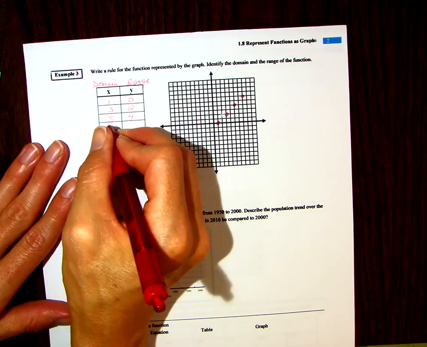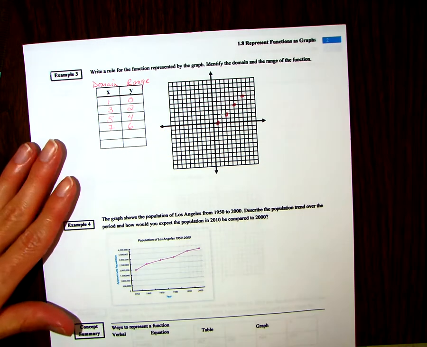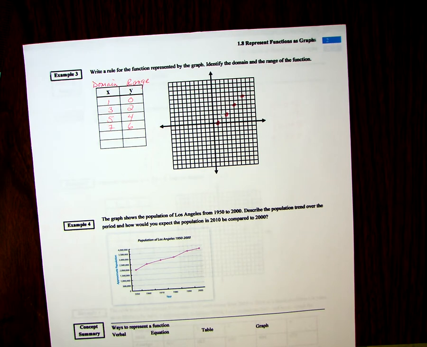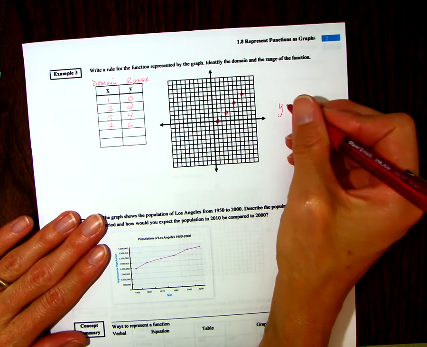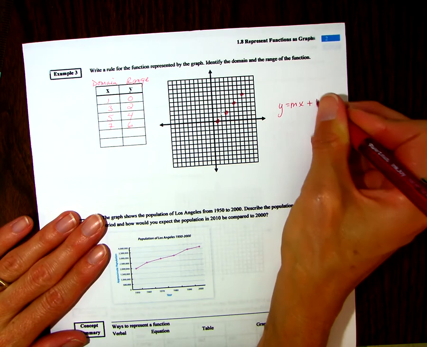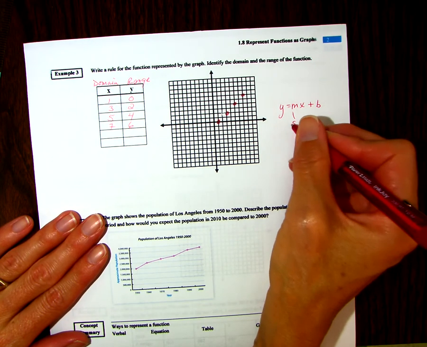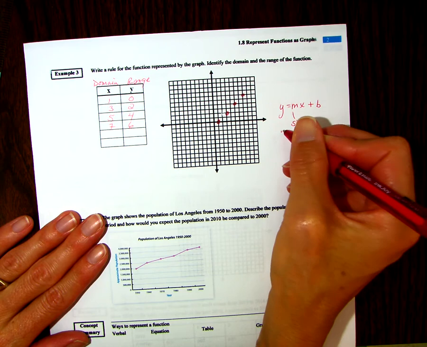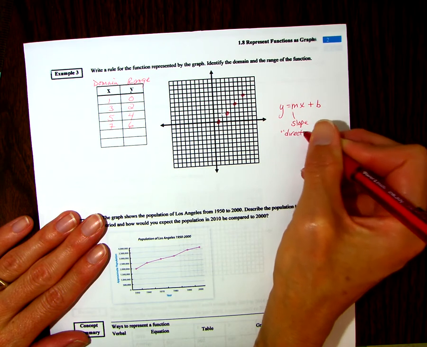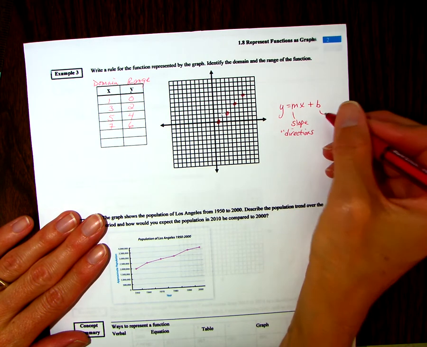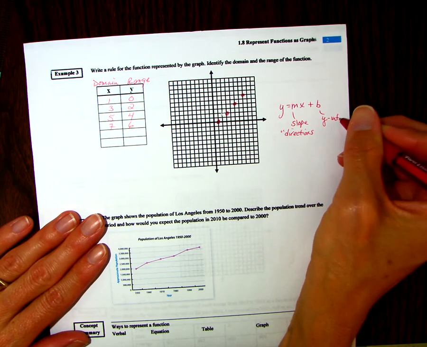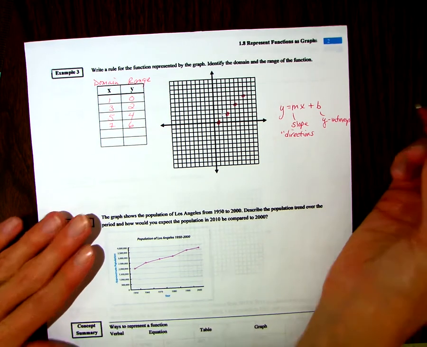And over 7, up 6. So they want us to write a rule that represents this. Not sure how good you are, but there's something called y is equal to mx plus b. This stands for our slope, which are basically directions, and this is your y-intercept. This is where it crosses the y-axis.